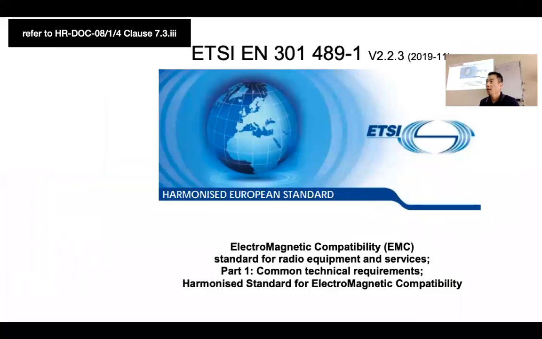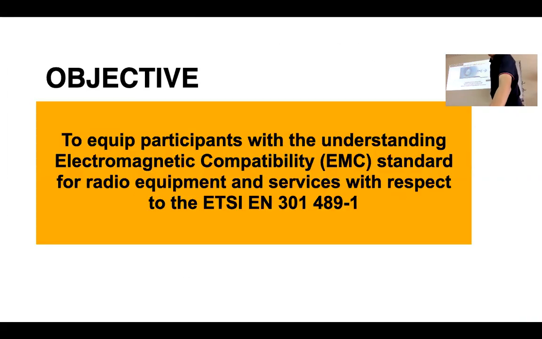All right. So for this session, we'll be looking at the ETSI EN 301-489-1. This is version 2.2.3. Again, under our procedures, we always have to check for the latest version. We are looking at this standard basically for EMC, electromagnetic compatibility, based on the European standard.